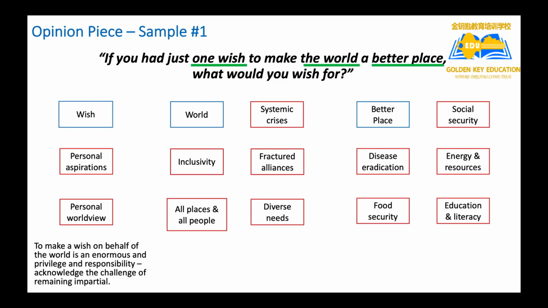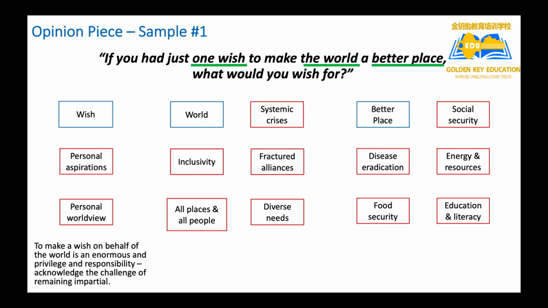To make a wish on behalf of the world is an enormous privilege and responsibility. The writer needs to acknowledge the challenge of remaining impartial. That is, they and they alone have the responsibility and the power to make this wish, and yet the implications and the consequences of that wish would apply and affect everyone around the world, not just them. So they can't afford to be selfish here. They can't afford just to make wishes that would make the lives of themselves and those around them better. Their wish needs to be all-encompassing so that it would, for the better part, improve the lives of everyone around the world, most of whom the wishmaker would not know firsthand.